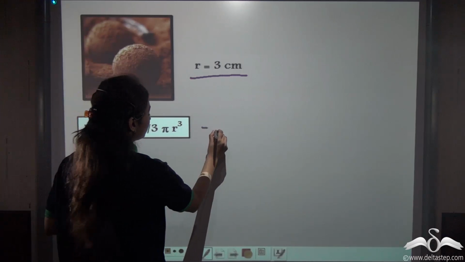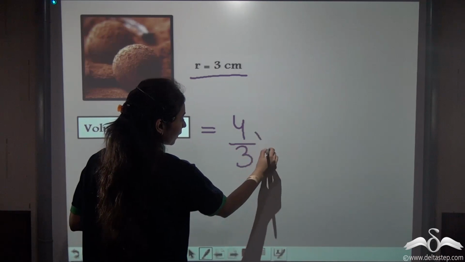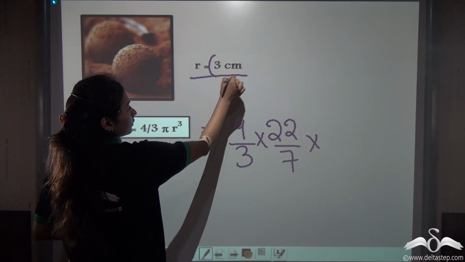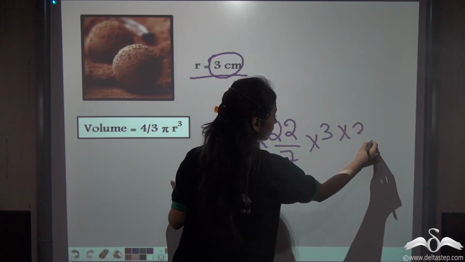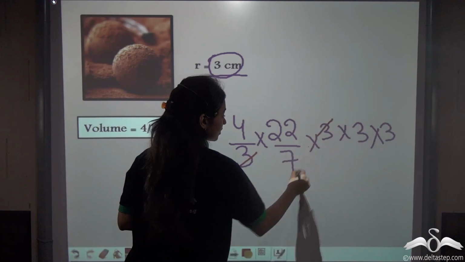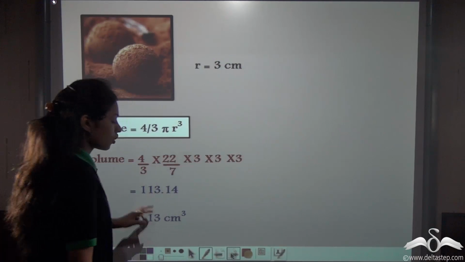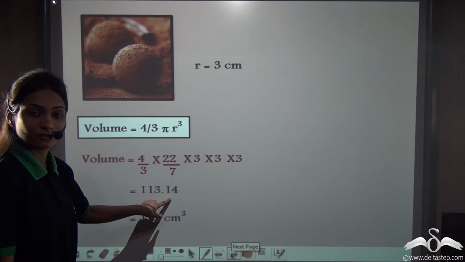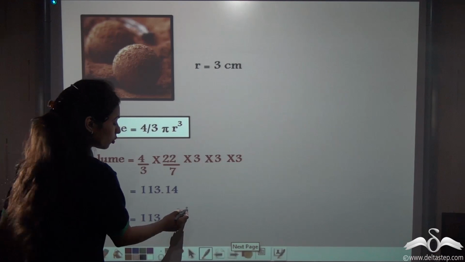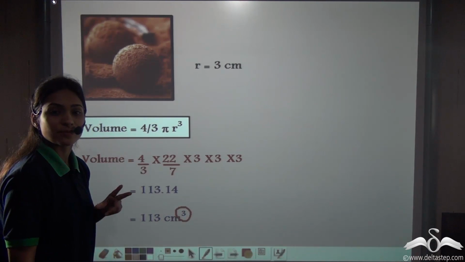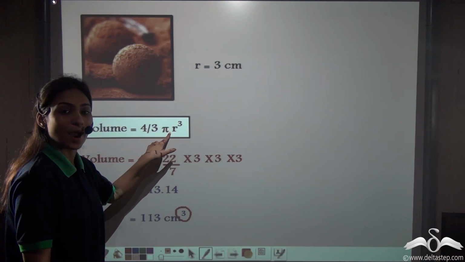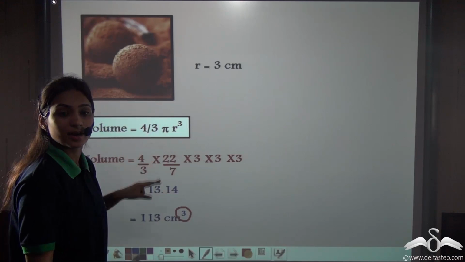So let's solve this. It is 4 by 3 into 22 by 7, that is pi, into r cube, that is 3 into 3 into 3. So this gets cancelled and this will give us 113.14, or we can round it off to 113 centimeter cube. Why are we using cubic units? Because volume is always represented by cubic units. So now you know that the volume of a sphere is 4 by 3 pi r cube, where r represents the radius of a sphere.